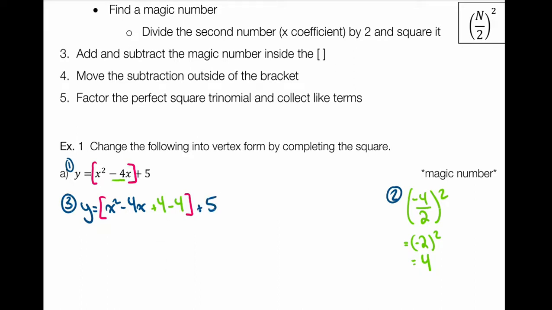Step 4 says to move the subtraction outside of the bracket. So we're going to be left with, inside our bracket, x squared minus 4x plus 4. The minus 4 is now outside the bracket with the plus 5.